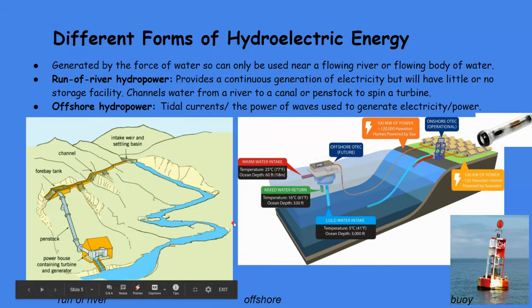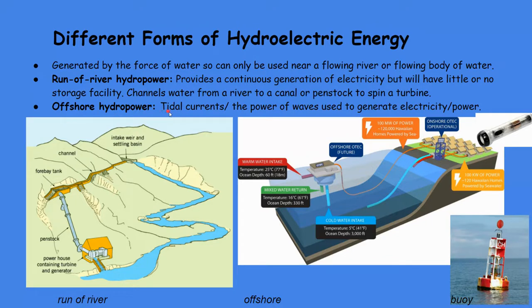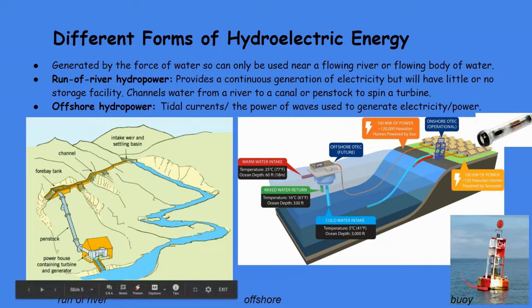Then the picture on the right here, offshore hydropower. This is when you're talking a little bit more about the tidal currents or the power of the waves to generate electricity and power. And if we're looking at these buoys, you can also have little generators here, depending on the motion of the waves in the ocean.